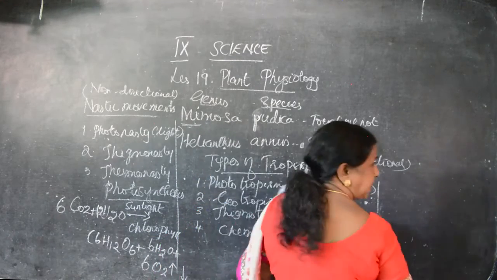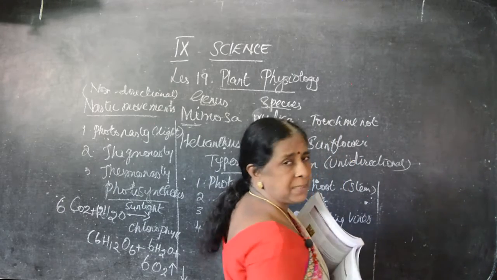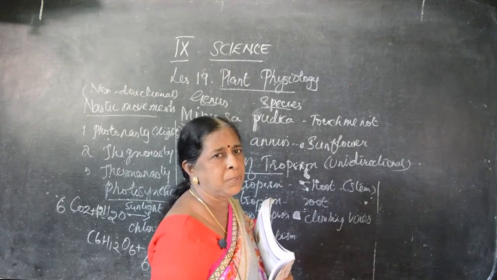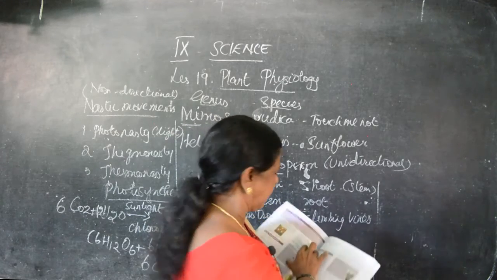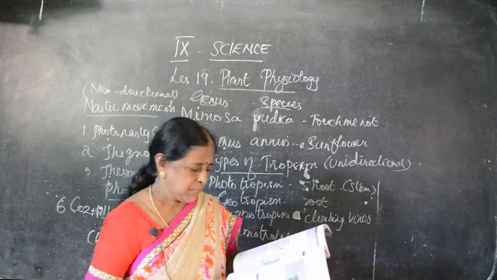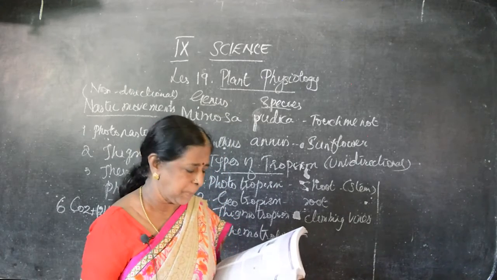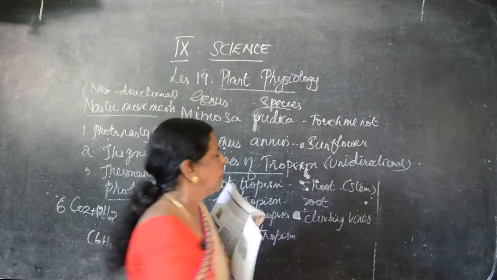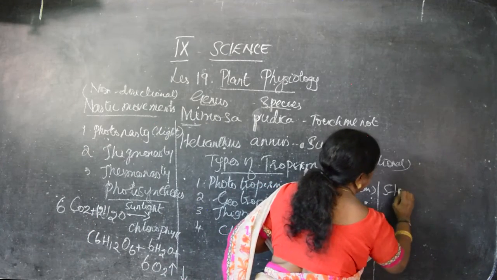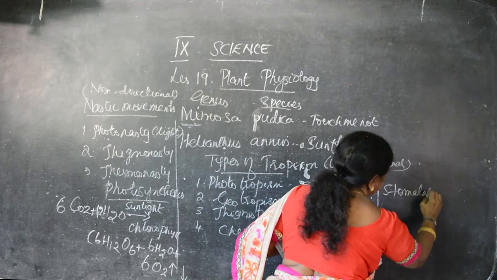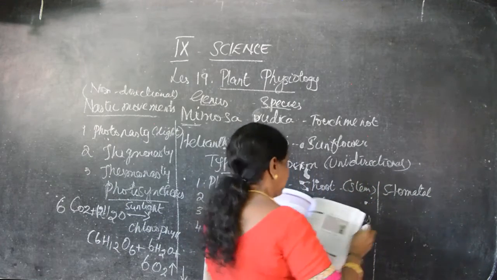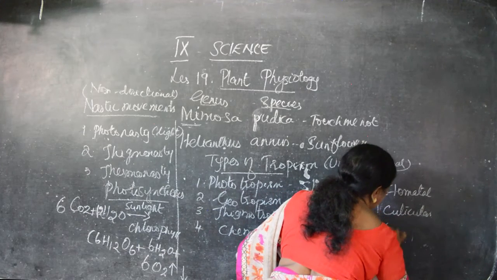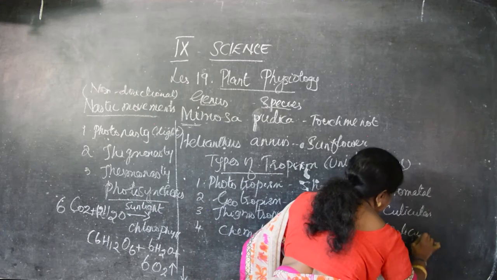Now we have to see what is stomata. Stomata is the organ which is present in the plant leaf. It helps in transpiration. So what are the types of transpiration? Let me complete the lesson. Stomata already we have seen. There are 3 types of transpiration. One is stomatal transpiration. Other one is cuticular transpiration. And the last one is lenticular transpiration.